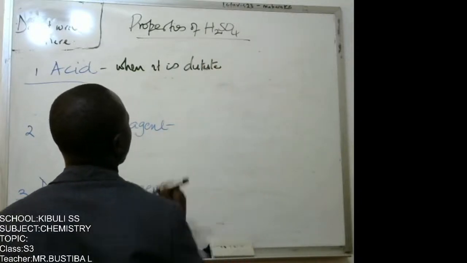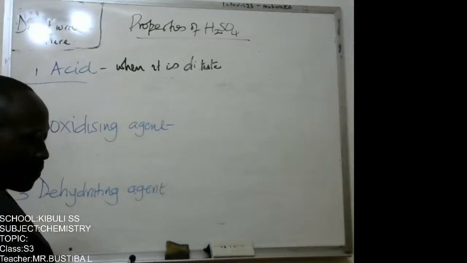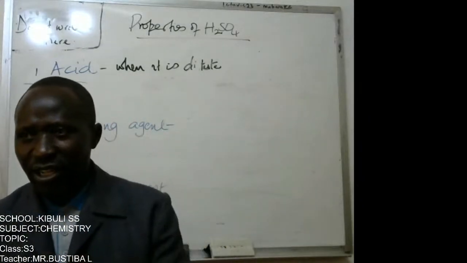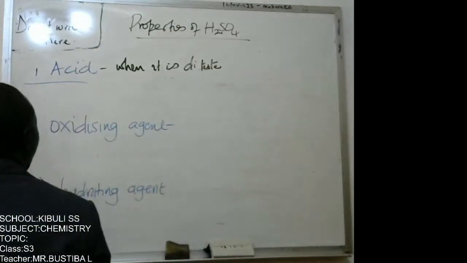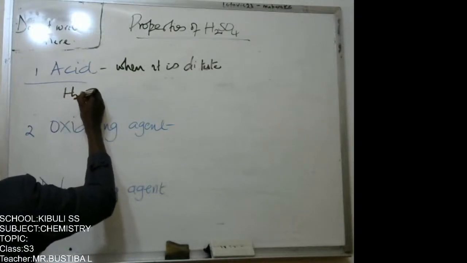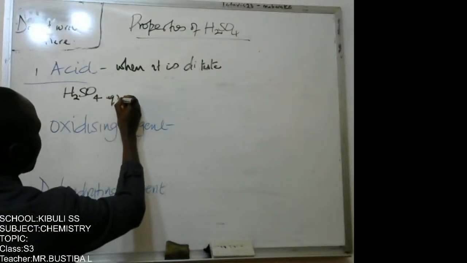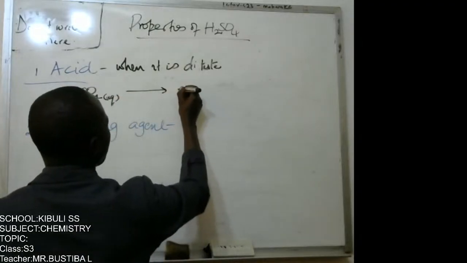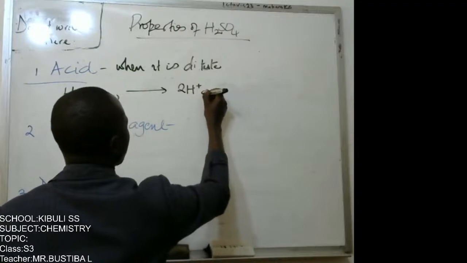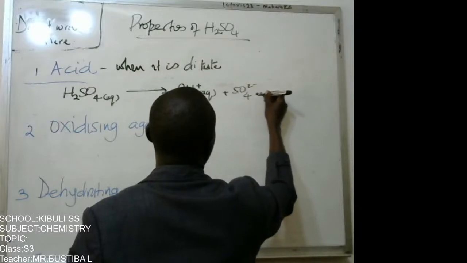When it is dilute, that's when it is an acid. So define an acid in senior one: a substance which, when dissolved in water, produces hydrogen ions as positive ions. Therefore, sulfuric acid, for it to be an acid, must be dilute. And when dilute, what does it mean? It is in water. That's when you see the word aq, aqueous, meaning in solution in water. That is when it can ionize completely and donate hydrogen ions in solution, mixed with sulfate ions in solution.